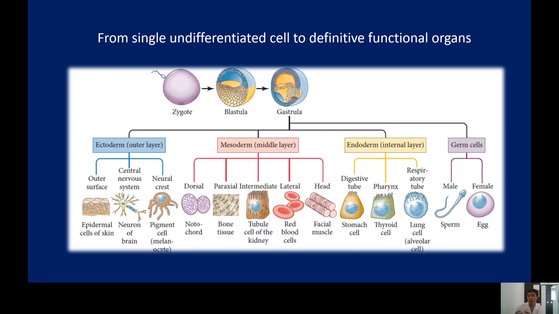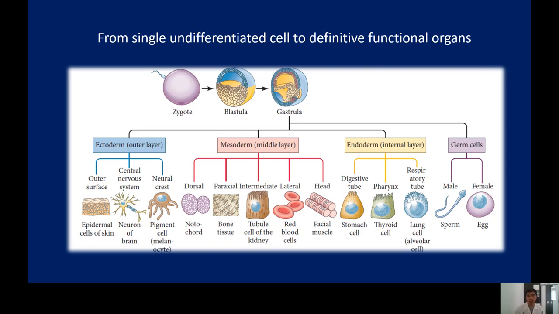And the endoderm, located in the internal layer of the embryo, will form the digestive tube, for example, the alimentary canal, like the stomach, intestines, or even our colon, and the respiratory tube, for example, the trachea and bronchi and also the lung itself, and also the pharynx that will also form the thyroid cells.